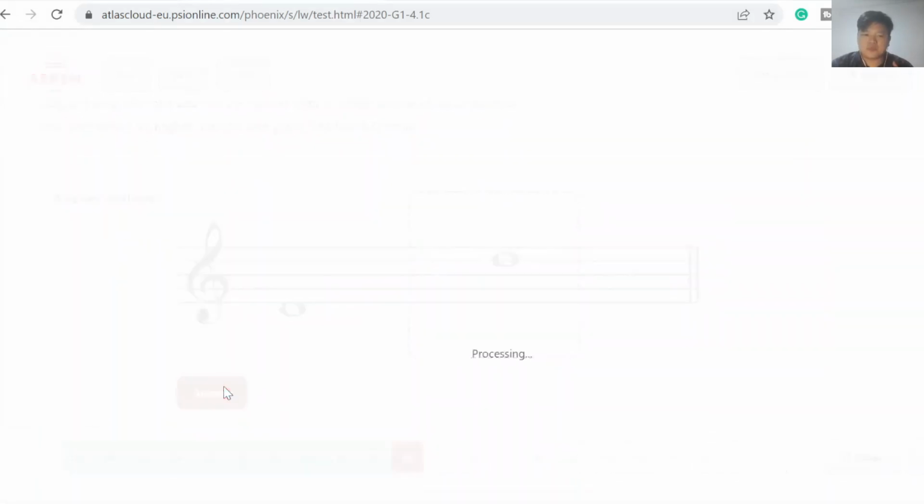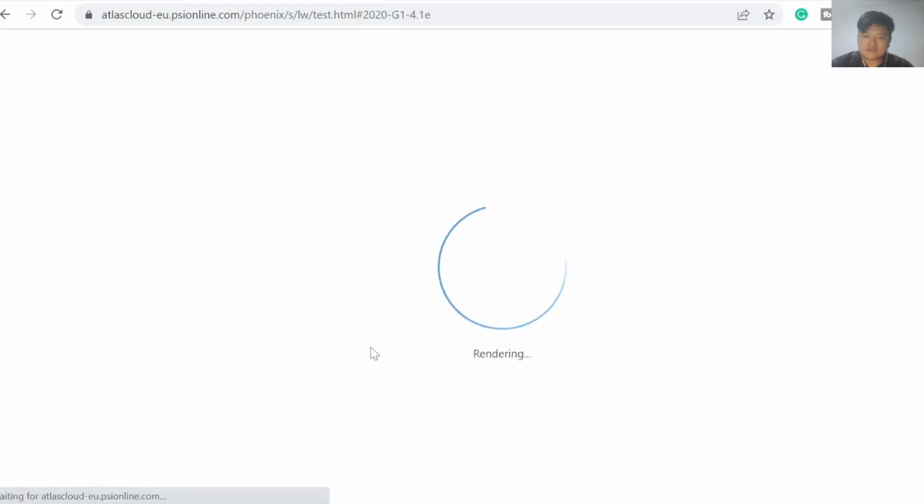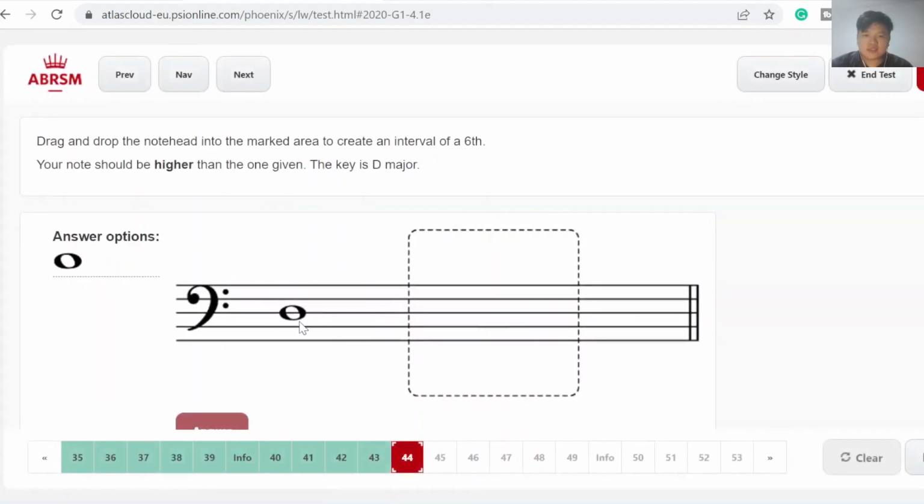Alright. And the next one, okay, we need a 5. So this D will go to the A. Next one, we need a 6. So this is a D again. You can use the finger to count, right? D, E, F, G, A, B. So it's a B note. Make sure you don't go down, because the note should be higher, correct?